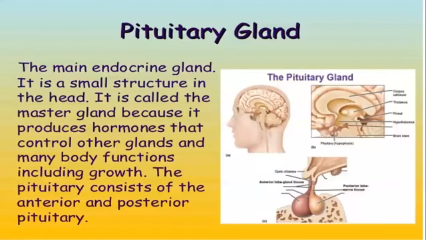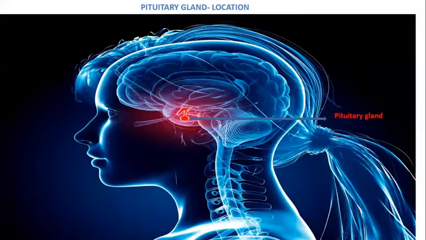The pituitary gland is a major gland. It is said to be a master gland. It is a very small gland. It produces a number of hormones that control other glands and many body functions, including growth. The pituitary gland consists of two distinct areas, the anterior and posterior pituitary.